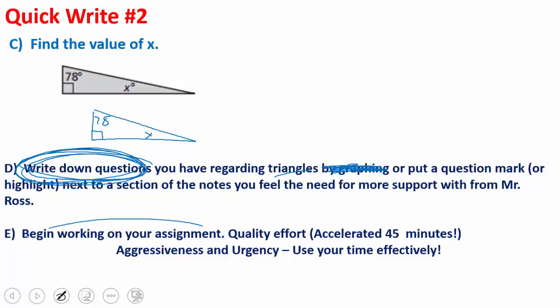Begin your assignment. A lot of times, beginning your assignment will lead you to some questions that you can ask in class. Remember, quality effort, 45 minutes, guys. Aggressiveness and urgency, you're going to get almost all of your assignment done at home in that 45 minutes because it's pretty quick and easy. All right? So please do so. Use your time effectively, and I will see you in class tomorrow. You've got plenty of time to work tonight.